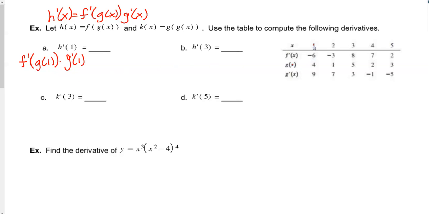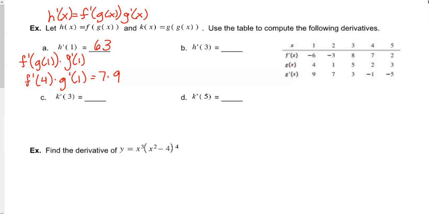So g of 1 is going to be 4. So I need to now figure out what is f prime of 4 times g prime of 1. Well, now I'm looking at my derivatives. f prime of 4 is 7, and g prime of 1 is 9. So this means I'm going to have to take 7 times 9, which gives me a final answer of 63.